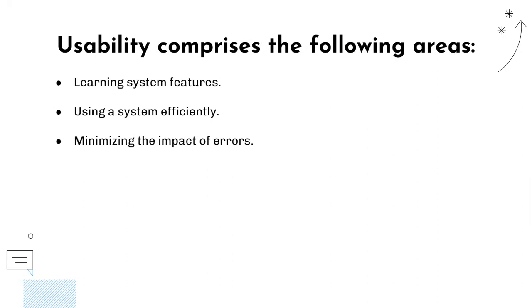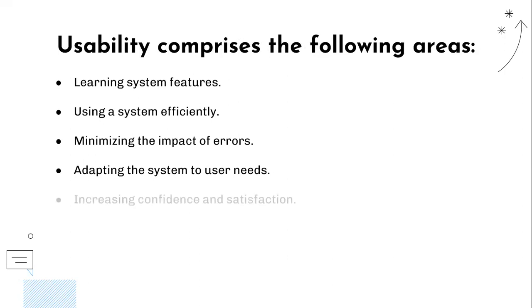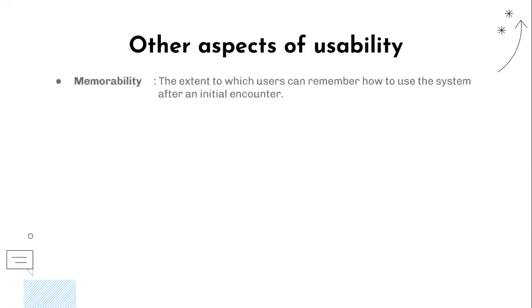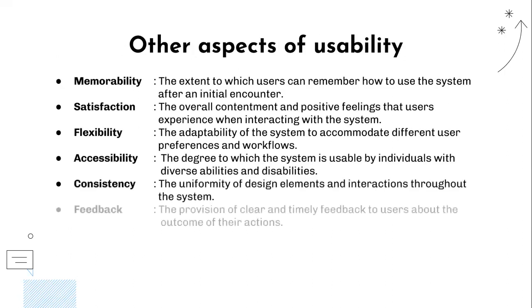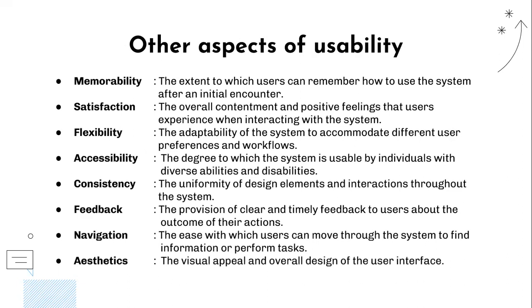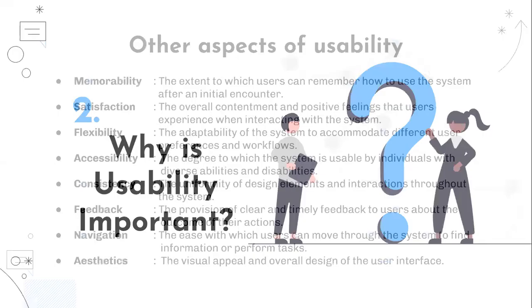Next one is minimizing the impact of errors. What can the system do so that a user error has minimal impact? Next one is adapting system to user needs. How can the user adapt to make the user task easier? Last one is increasing confidence and satisfaction. What does the system do to give the user confidence that the correct action is being taken? There are also other aspects of usability. There is memorability, satisfaction, flexibility, accessibility, consistency, feedback, navigation, and aesthetics.